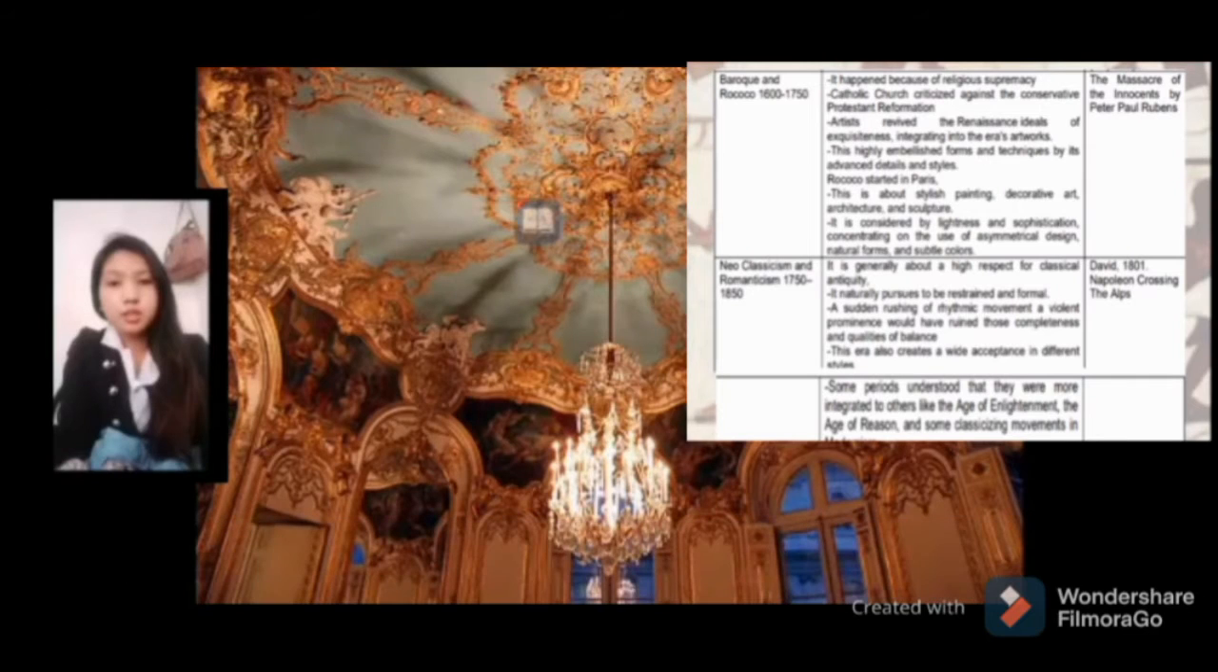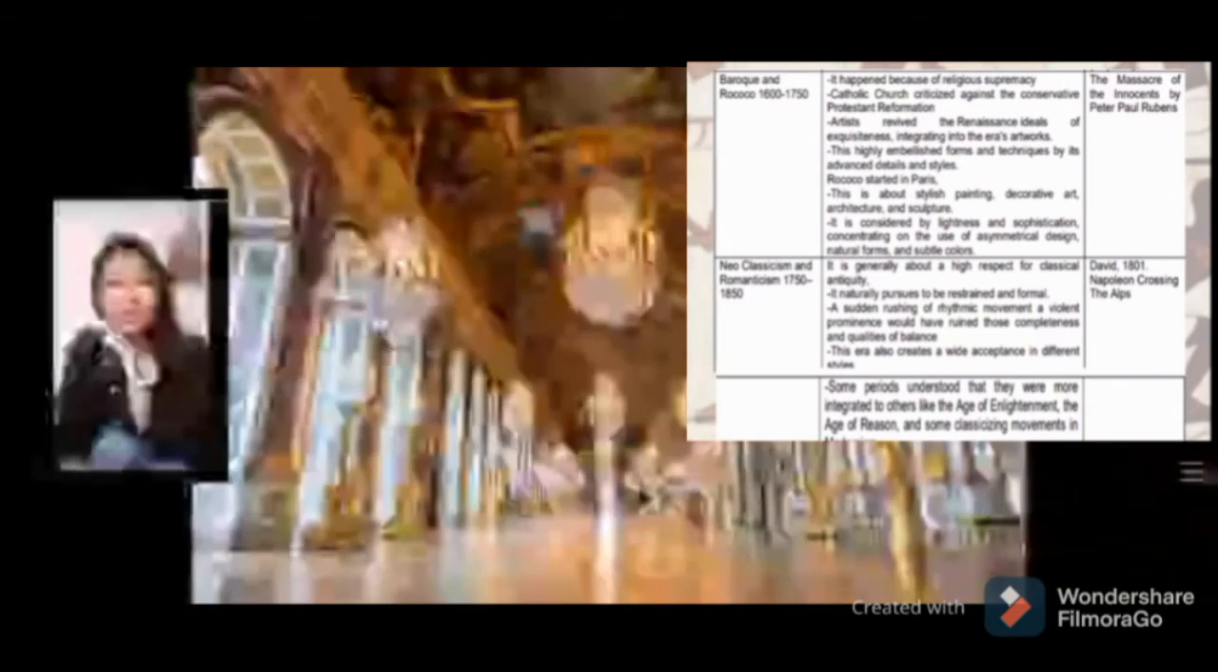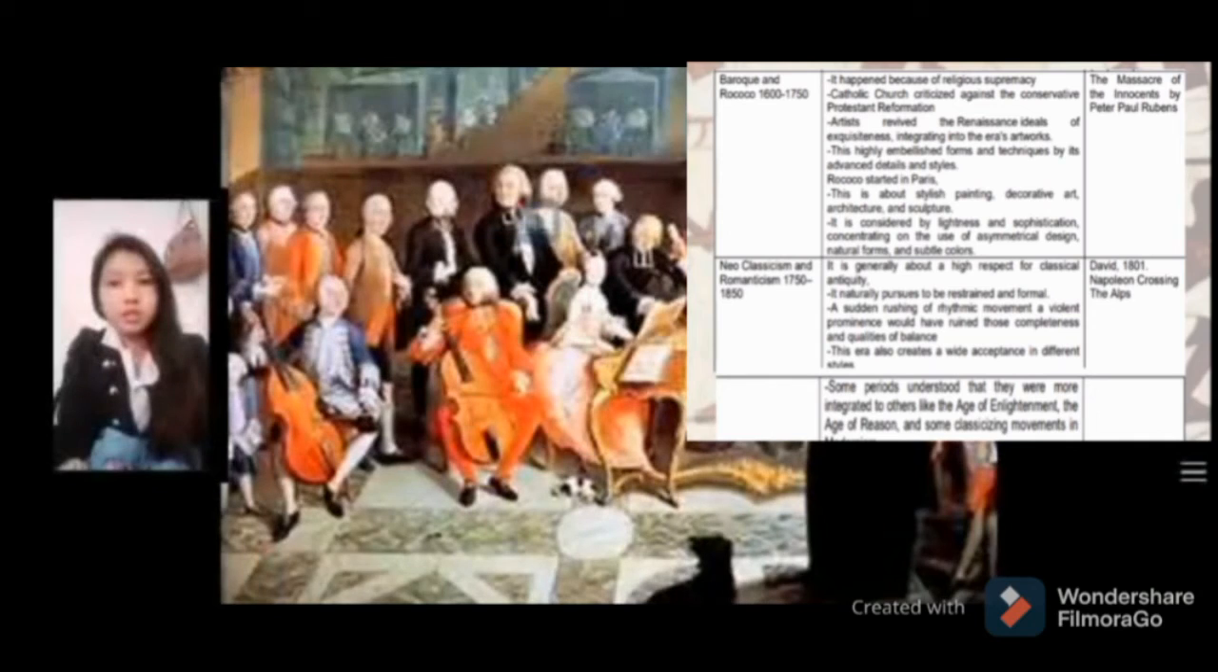The Baroque period derived from the Portuguese barroco, or oddly shaped pearl. The term Baroque has been widely used since the 19th century to describe the period in Western European art music from about 1600 to 1750. And I will show you the music from the Baroque period.